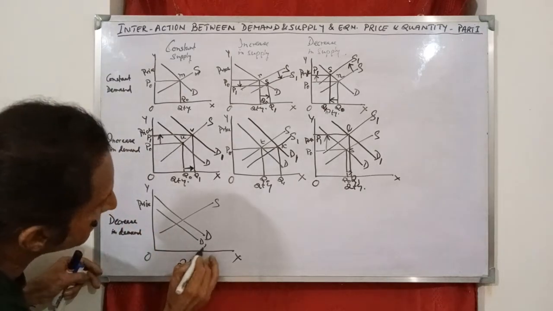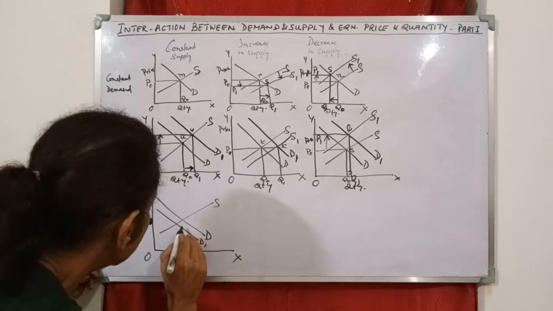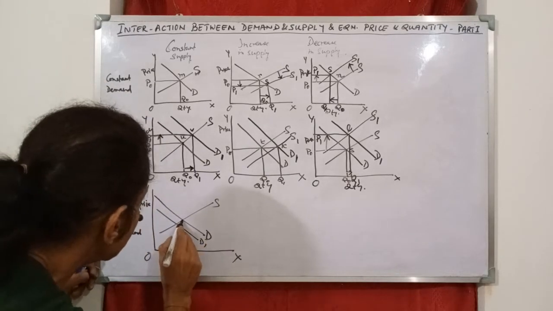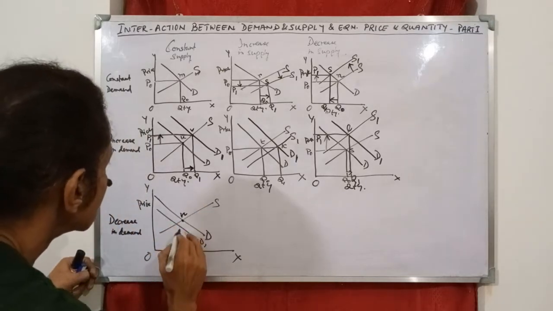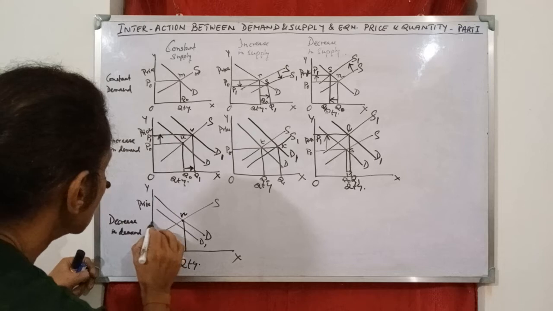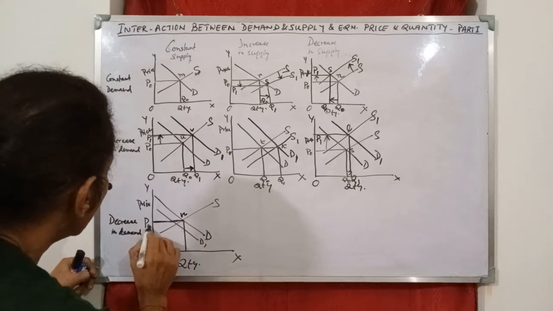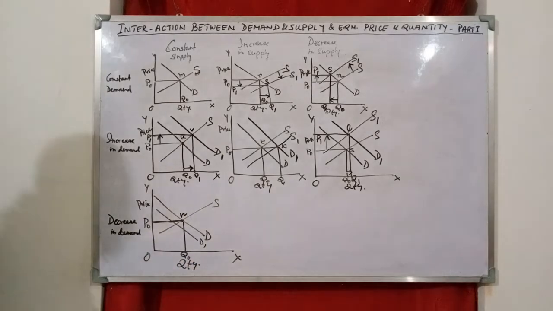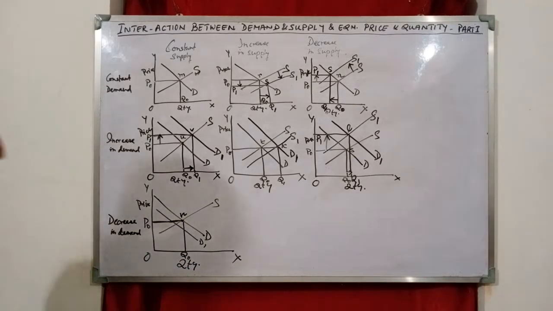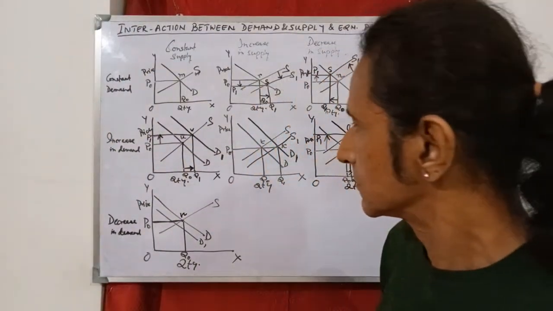So let D1 be the demand curve. The original demand curve D and the supply curve intersect at this point. Let this be point N. OP sub O is the equilibrium price and OQ sub O is the equilibrium quantity, before the change in demand.